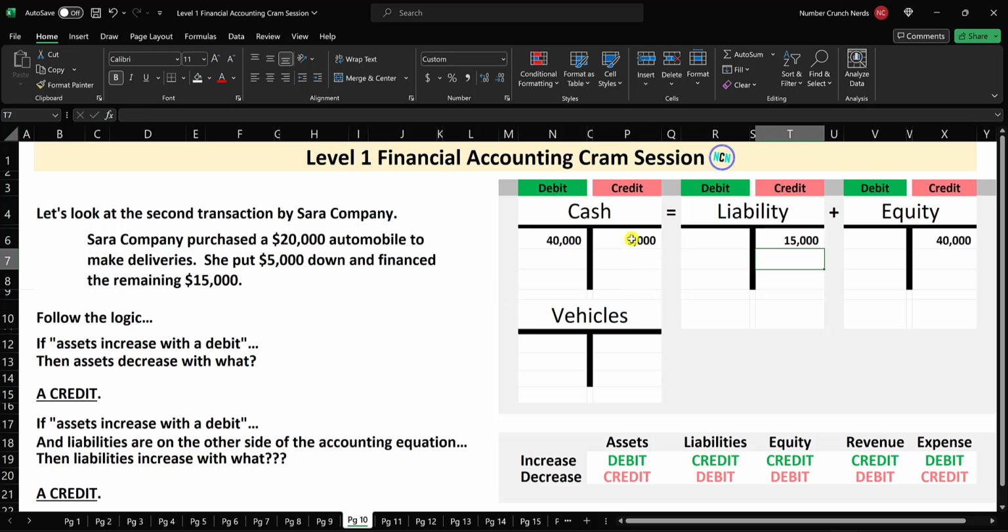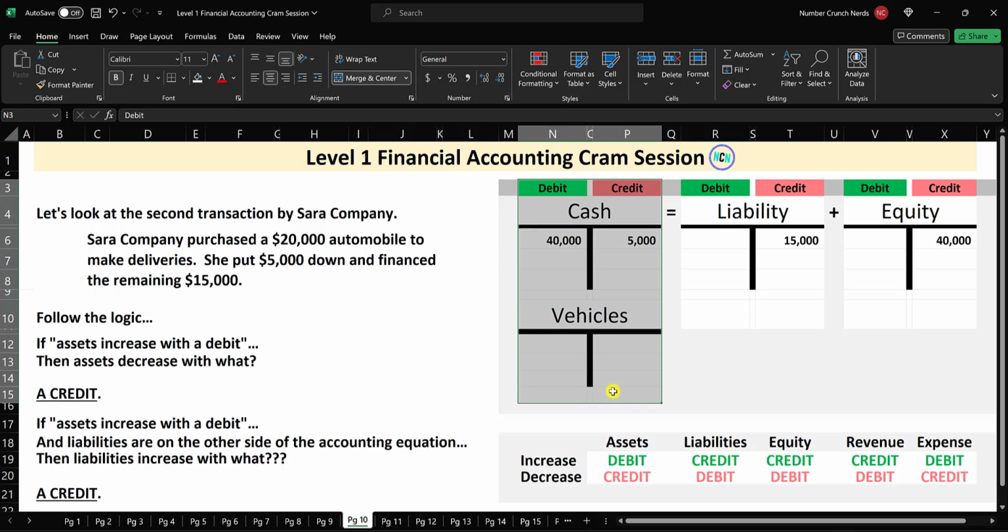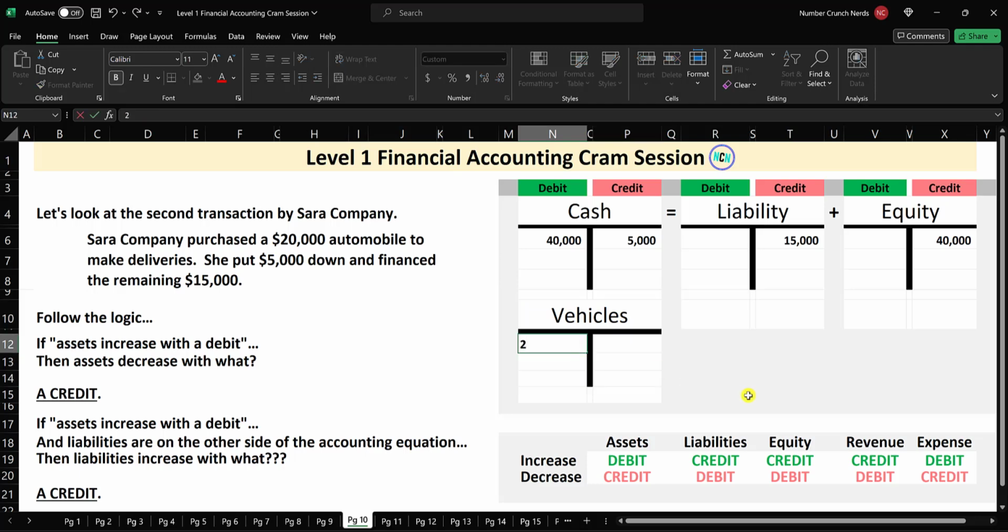That's one side of the transaction. These two right here represent one side of the transaction. That's how she paid. What did she get? She got an automobile for $20,000. This is the assets section of the fundamental accounting equation. Within the assets section, there's more than one account. There can be many accounts. In this case, we have two accounts. Here's cash, that's one account. Vehicles, that's another asset. So assets is going to increase by $20,000.